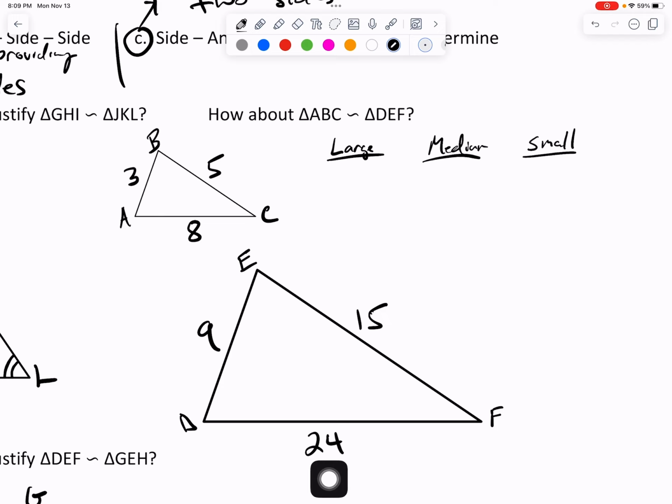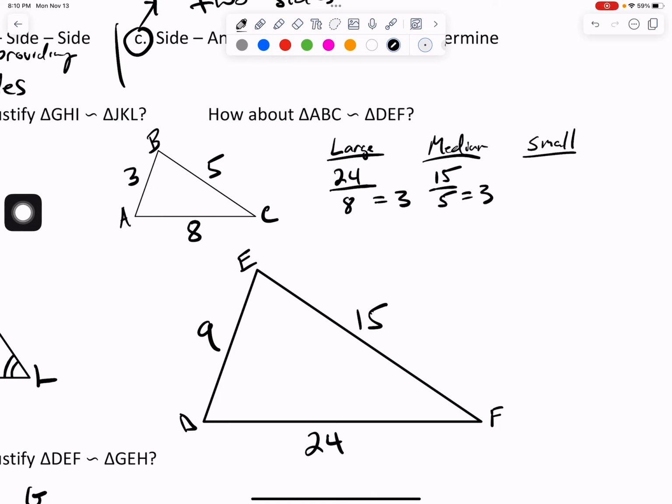Okay, so what I like to do is, because I like to work with numbers greater than 1, I start with the largest number and the larger of the two triangles. Largest number, largest triangle is 24. You put that over the largest number from your smaller triangle, which is 8. 24 divided by 8 equals 3. Number greater than 1. All right, now we take the medium-sized number, which is 15. Wonderful job. And then we will set that over the median from the smaller, which is, great job, 5. 15 divided by 5 equals 3.